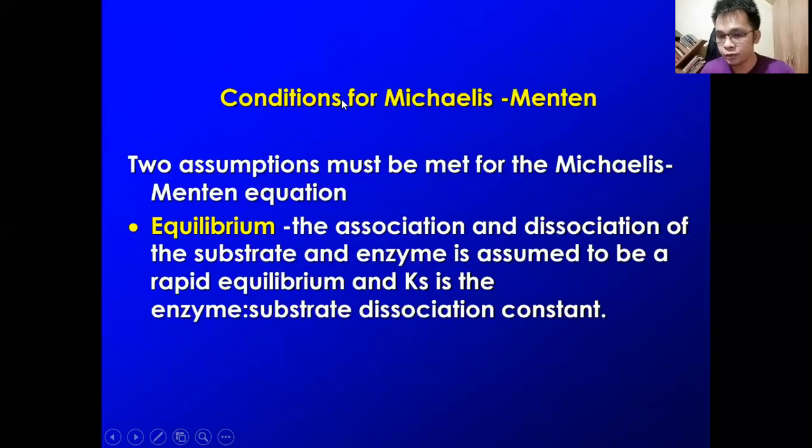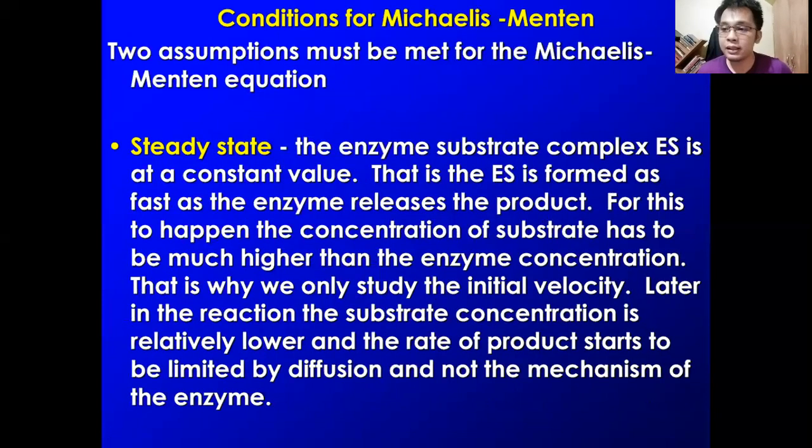So ano ba yun? First, yung ating equilibrium. It is assumed that the association and dissociation of substrate and enzyme is a rapid equilibrium. And then, yung Keq type nyon, tawag nun, is Ks, or the dissociation constant of the enzyme and substrate. And then the other assumption that the Michaelis-Menten equation assumed is the steady state. So what is the steady state? Ang in-assume nyan is the rate of the formation of the enzyme-substrate complex and its product is equal.